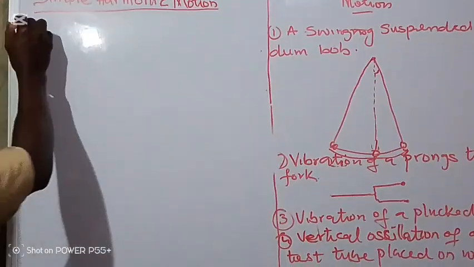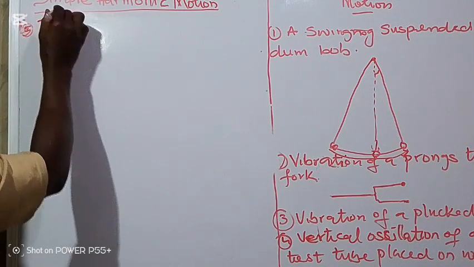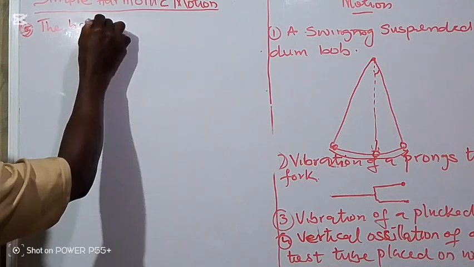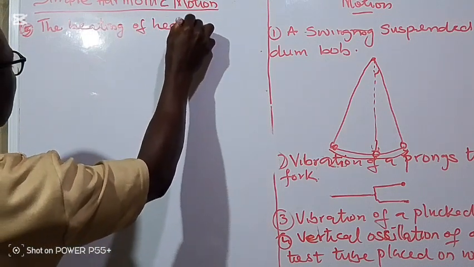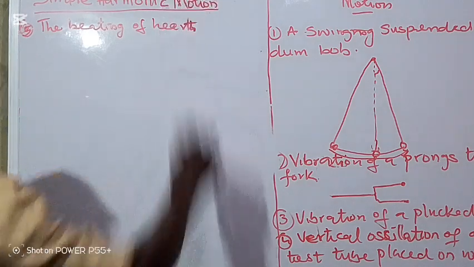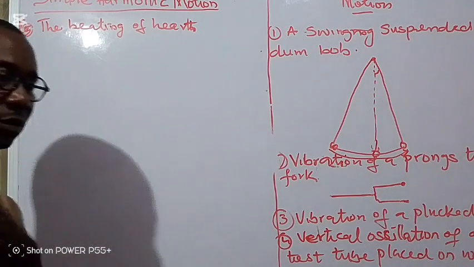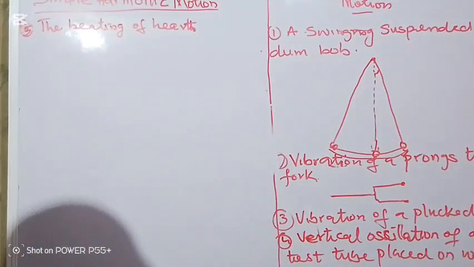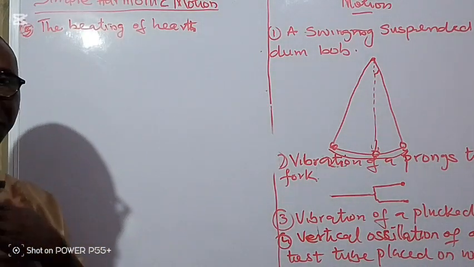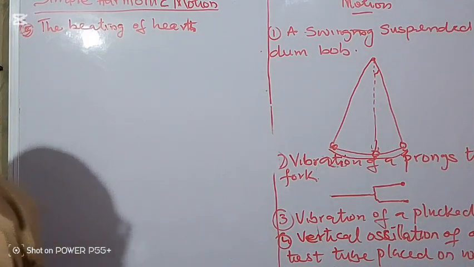Number 5, the beating of the heart. That is the heartbeat. When you place your hand on your chest like this, the heart beats about 72 beats per minute. So the beating of the heart is another example of simple harmonic motion.